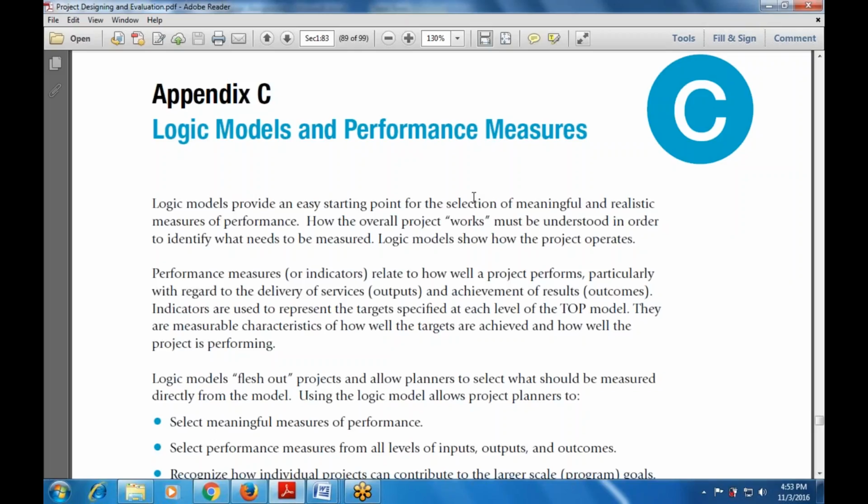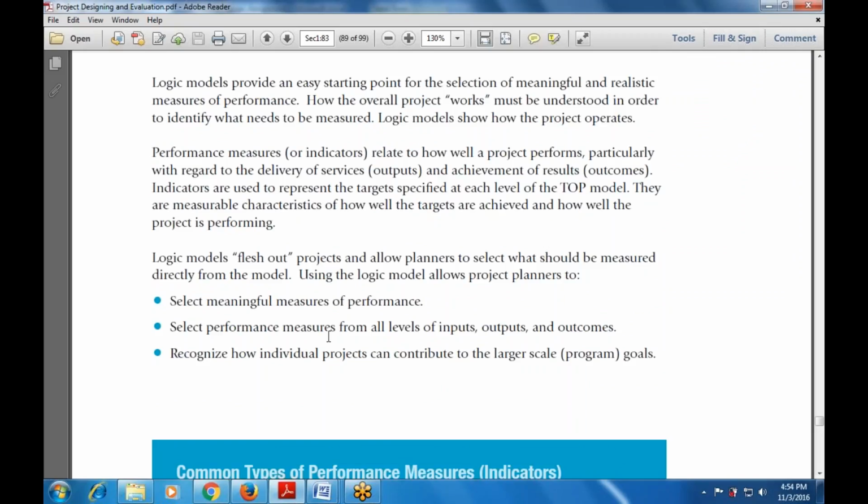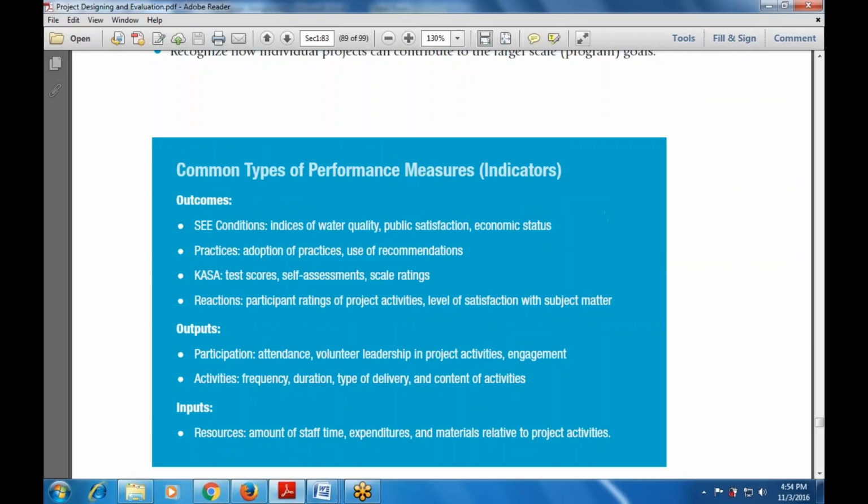So that material will be used as a modification, as a top model. They are the measurable characteristics: how well the targets are achieved and how well the project is performing. The logic model also allows the planners to select what should be measured directly from the logic models. It allows the project planners to select the meaningful, related data about this.